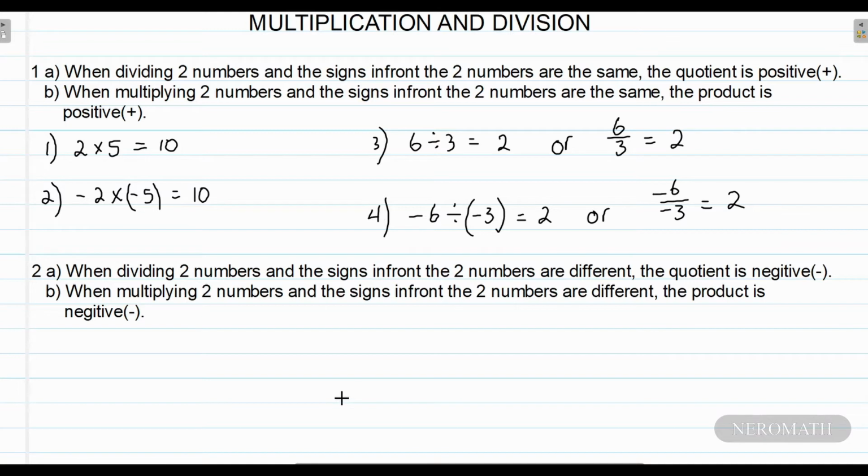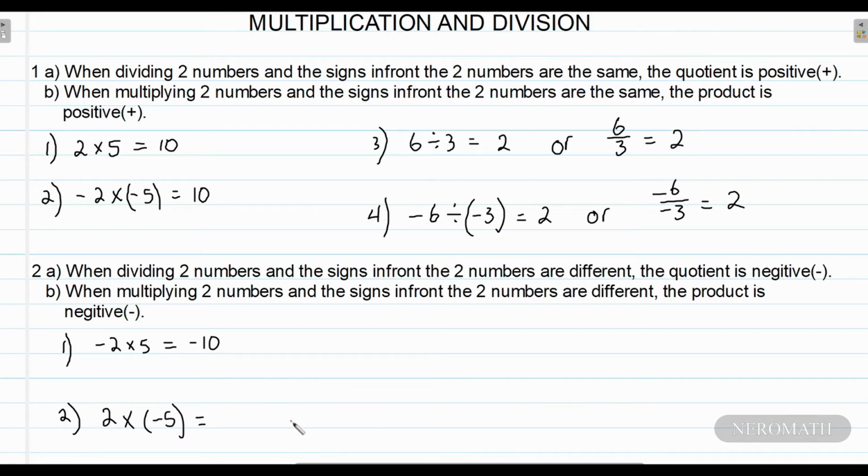Now let's look at some situations where the signs in front of the two numbers are different. We can clearly see that the sign in front of 2 is negative and the sign in front of 5 is positive. So the two signs are different, so our product would be negative. So we'll get negative 10.